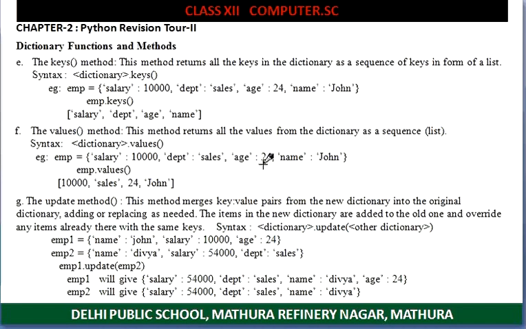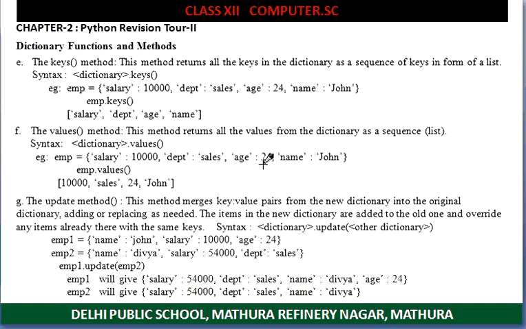Next, the keys method. This method returns all the keys in a dictionary as a sequence of keys in the form of a list. Syntax: dictionary dot keys. So it will return all the keys in the form of a list. Here EMP is a dictionary: salary 10,000, department sales, age 24, name John. So there are 4 pairs, and EMP dot keys returns all the keys. So salary, department, age, name will be returned in the form of a list.